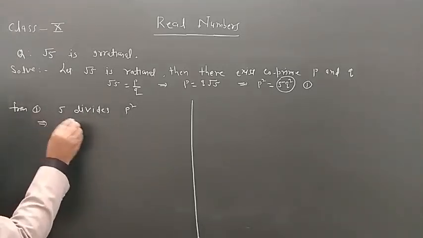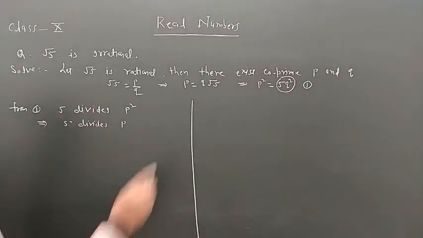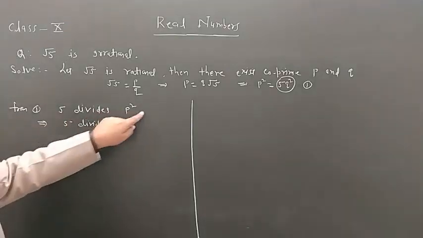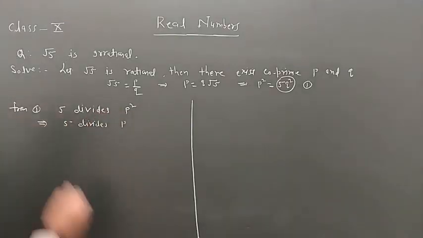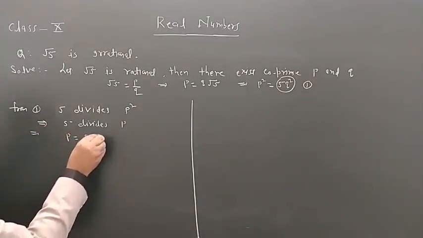That means 5 divides p. As per the theorem, if any number divides p square, then it also divides p. So we can write p equal to 5m.